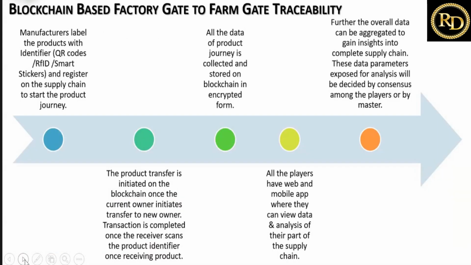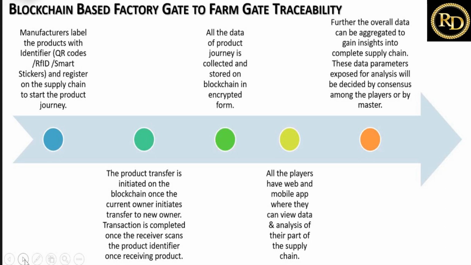So let's see how blockchain-based factory gate to farm gate traceability works. The manufacturer labels the product with an identifier, for example a QR code, RFID, or smart sticker, and registers it on the supply chain to start the product journey. The product transfer is initiated on the blockchain once the current owner initiates the transfer to the new owner. The new owner could be a C&F, a dealer, a distributor, or a retailer. The transaction is completed once the receiver scans the product identifier on receiving the product, and all of that is done through the blockchain, where a block is created for every transaction.